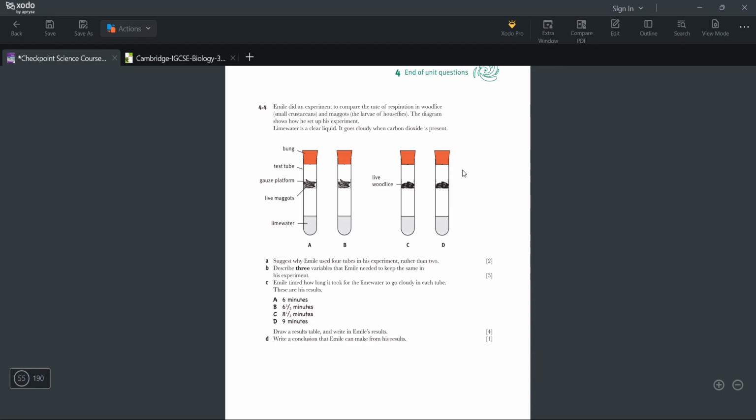Emil timed how long it took for the lime water to go cloudy in each tube. These are the results. So in A, you had 6 minutes, B, a pretty similar 6.5 minutes, and C and D around 8.5 to 9 minutes. Okay. Draw a results table and write Emil's results.